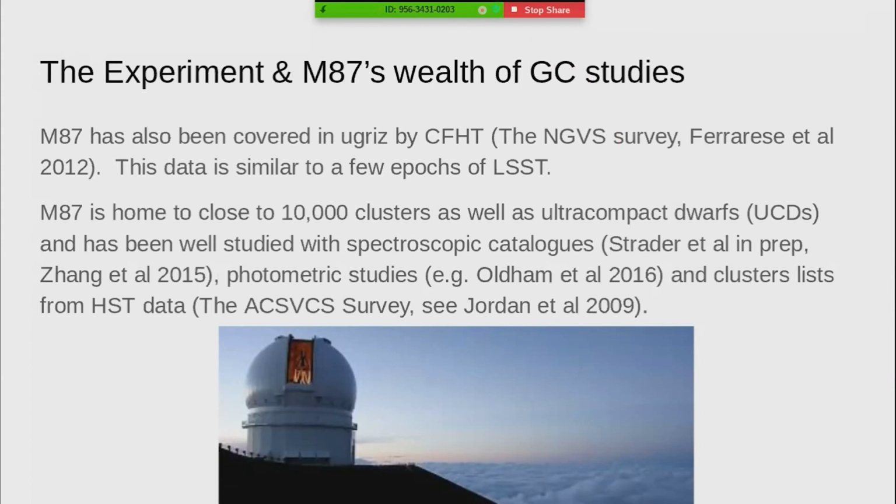So it's great because there's a lot of spectroscopic globular cluster catalogs. There's a nice list of UCDs. And then we have a couple of other what I'm calling human selected clusters to compare to. So there's this paper from Oldham et al. 2016 that actually went through and did color cuts on the CFHT data that we're using. So that's one check. And then the ACS VCS survey used HST and some of the spatial information from HST. So we have those as double checks on the model that we're testing and training.